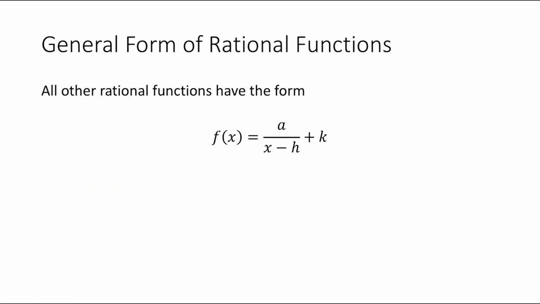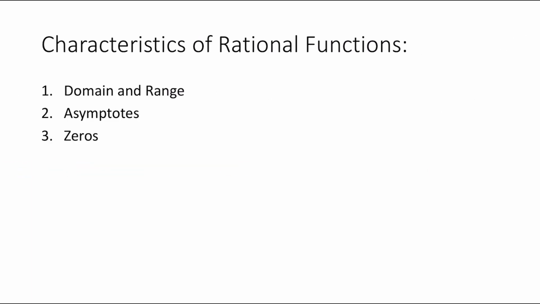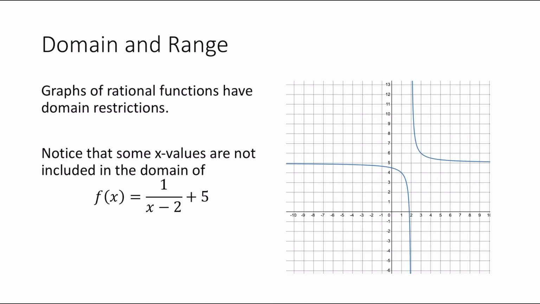When we talk about all other rational functions, they'll have the form f of x equals a over x minus h plus k, where a, h, and k are going to be constants. Those are going to be represented by different numbers depending on the type of rational function that we have. When we talk about graphs of rational functions, we're going to describe some key characteristics: the domain and range, the asymptotes, and the zeros of the function.